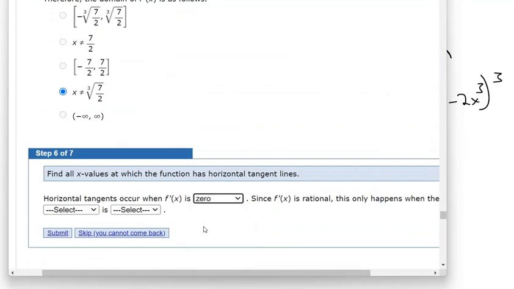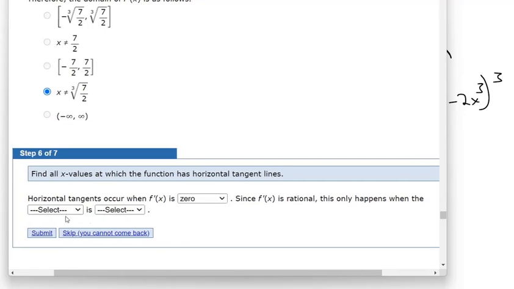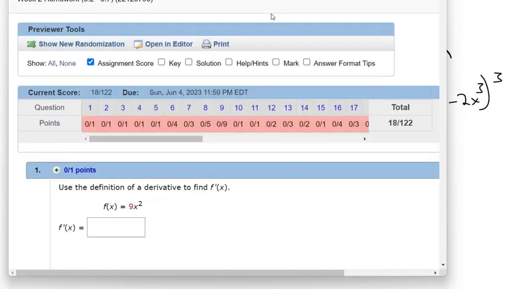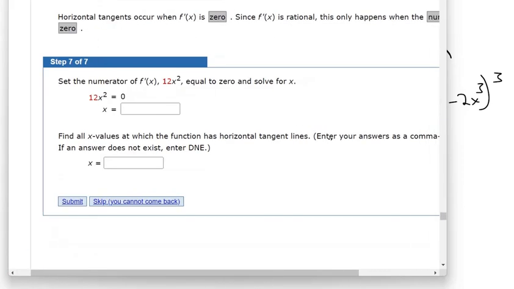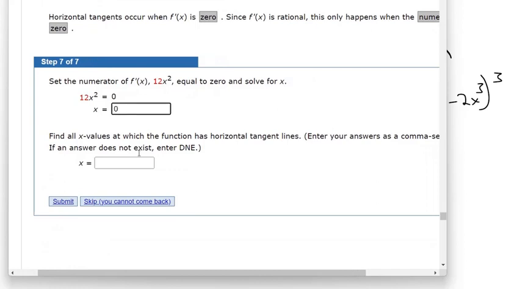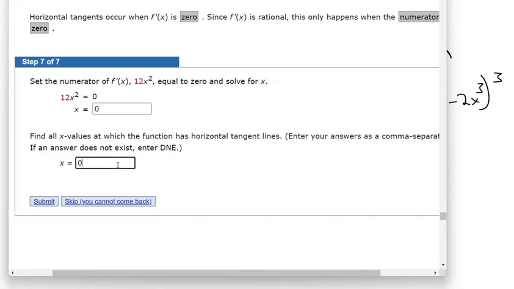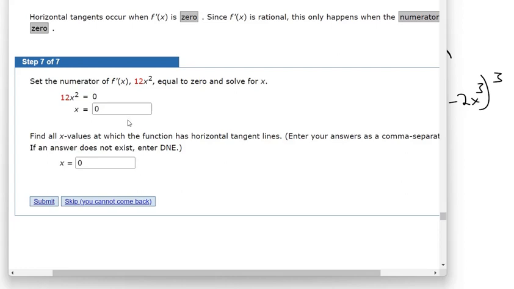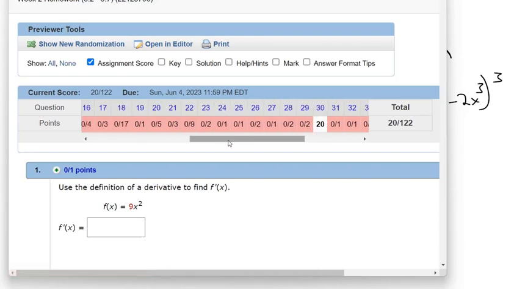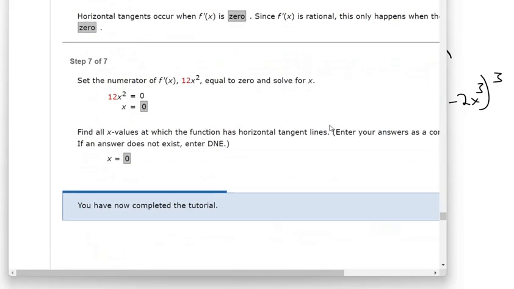Now, horizontal tangents occur where the derivative is 0. Since the derivative is rational, this only happens when the numerator is 0. We did this, so that's what I just did on the whiteboard. I'm not sure why it's making us do that twice. We found x equals 0 is where the horizontal tangent occurs. And that looked like the last step. Okay, it's all done. A lot of clicking, but I think it's quicker on the student side.